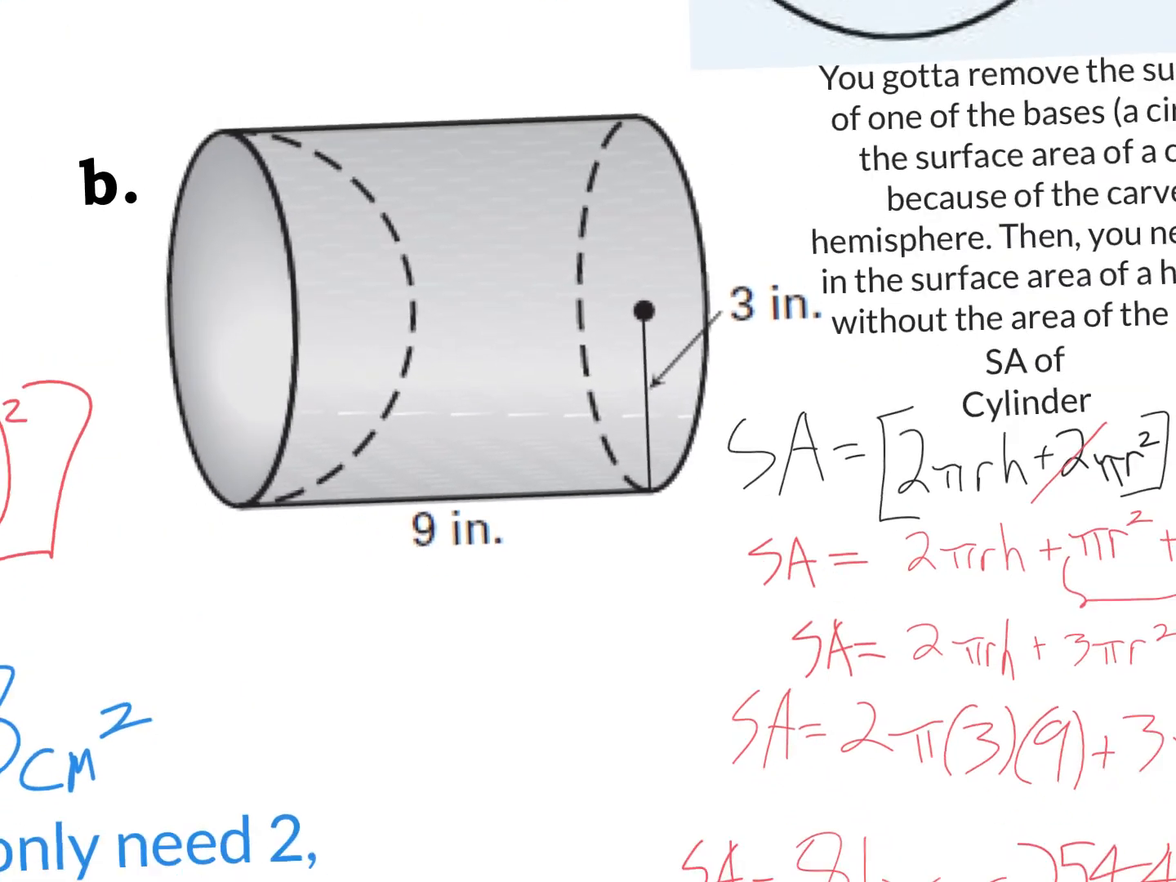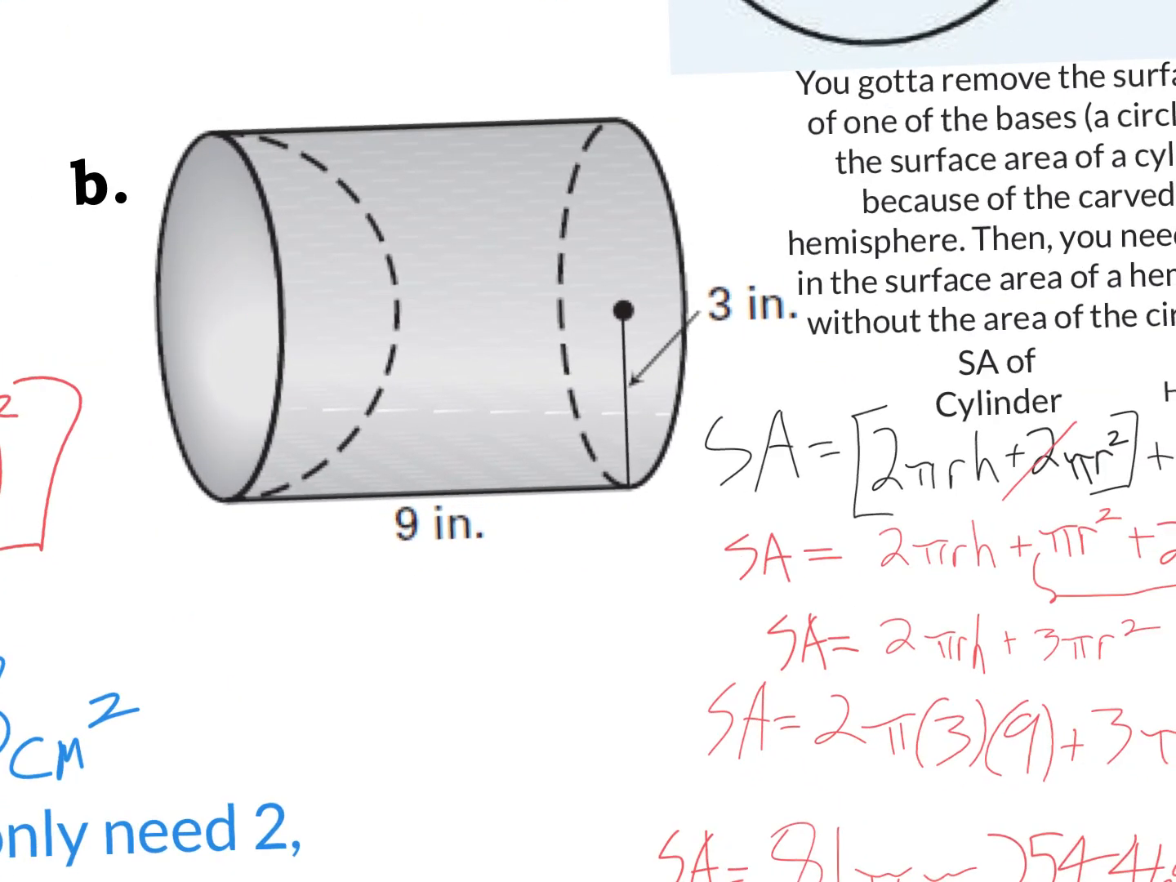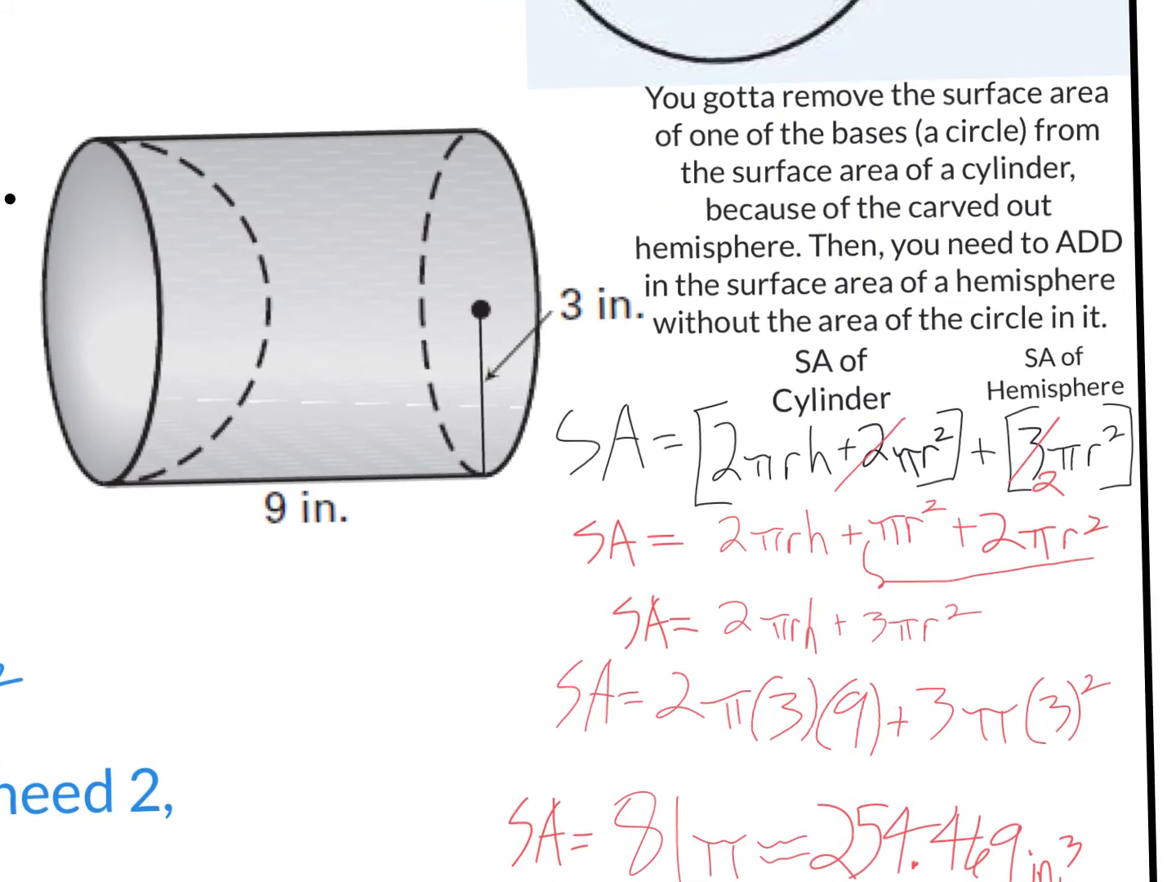If you were to pop it out, you'd be touching this part of it that's now out. I don't know if that helps anybody's mental picture or makes it worse. If it makes it worse, then just forget I said anything. But essentially, you're going to have to remove the surface area of one of the bases, that's a circle, from your cylinder because of the carved out hemisphere.